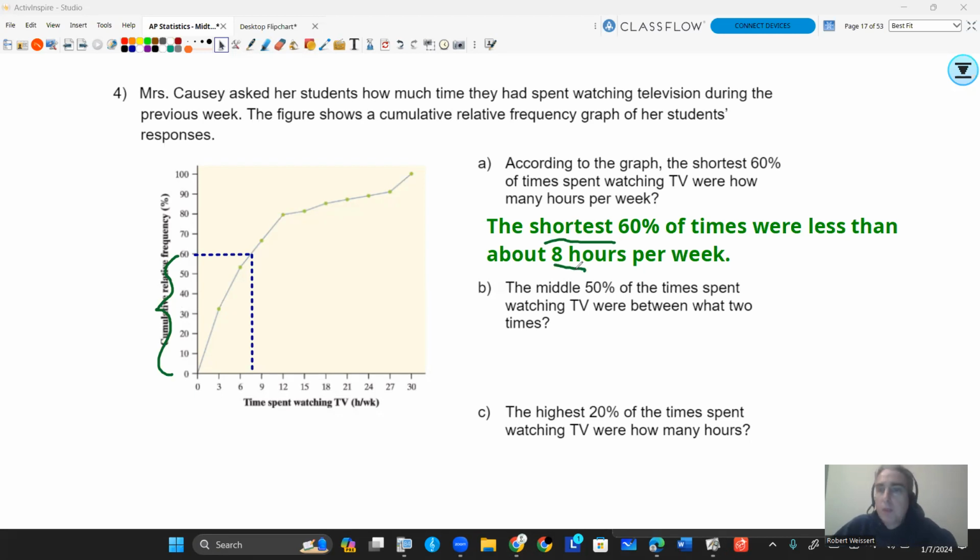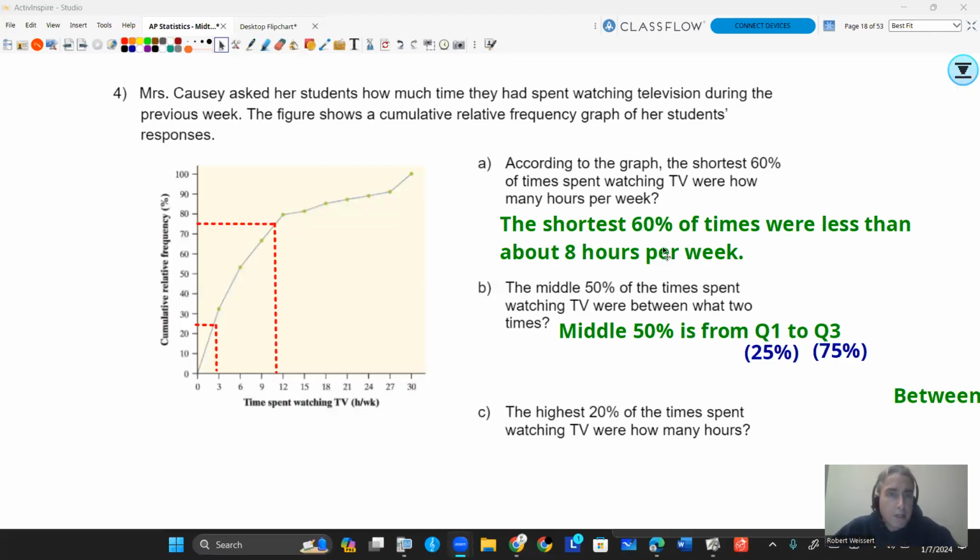Letter B, the middle 50% of the times spent watching TV were between what two times? Middle 50% is just another kind of code word for Q1 and Q3. Okay, so Q1 and Q3, think about the 25th and 75th percentiles, if that helps, and see if you can get those values, and then you can unpause it.